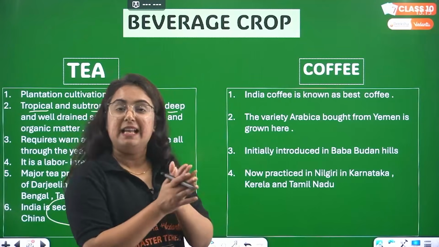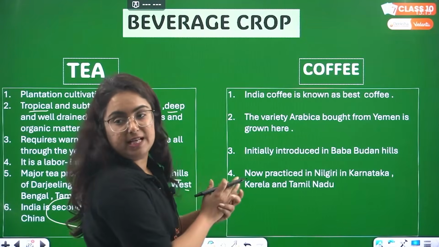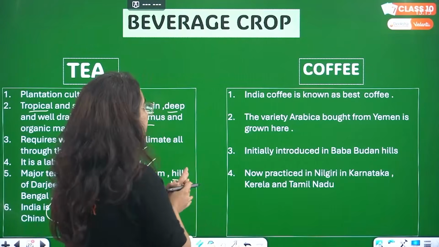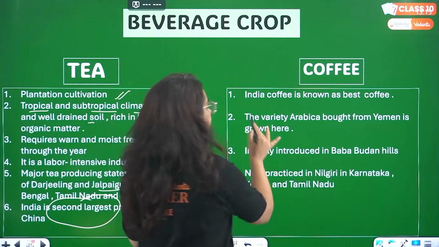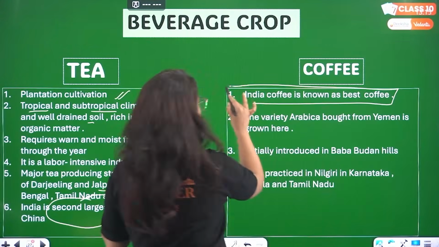Okay, next one. Next in the list of beverage crops we have is coffee. What do we have, beta? Coffee. So yes, Indian coffee is known as the best coffee in the world.